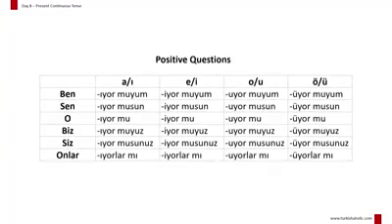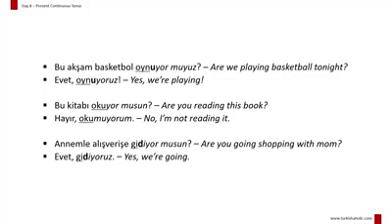When making positive questions in present continuous, we include the question particle mu and m at the end of the sentence, right before the personal suffix. Let's see some sentence examples. Bu akşam basketbol oynuyor muyuz? Evet, oynuyoruz. Bu kitabı okuyor musun? Hayır, okumuyorum. Annemle alışverişe gidiyor musun? Evet, gidiyoruz.